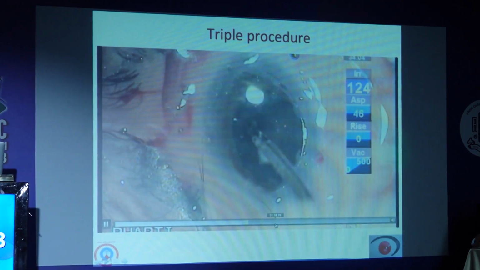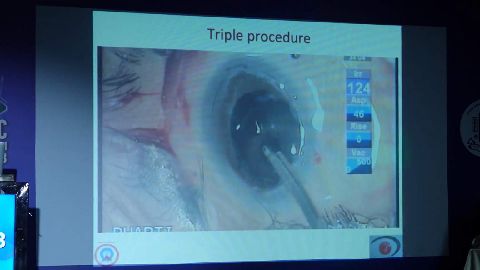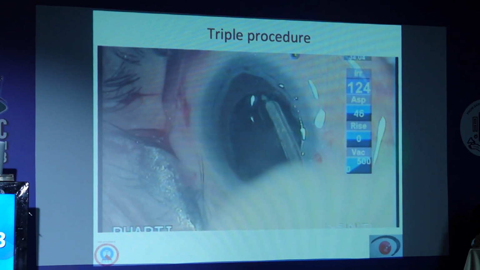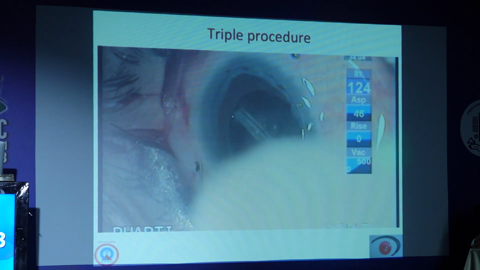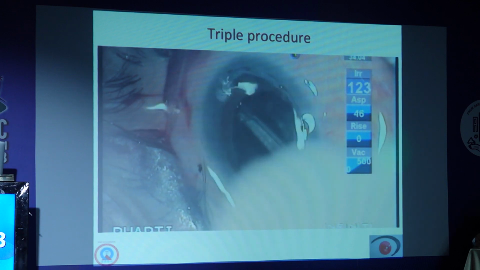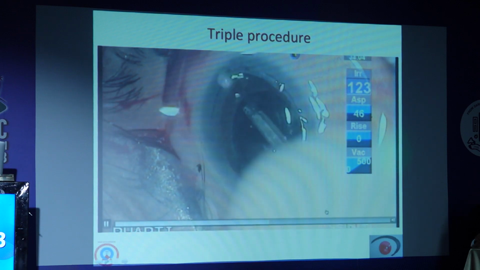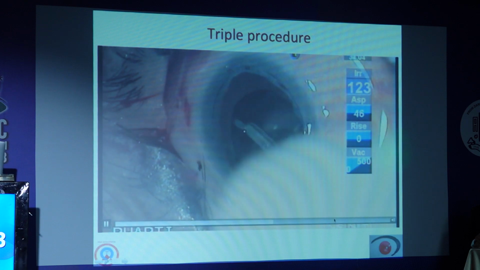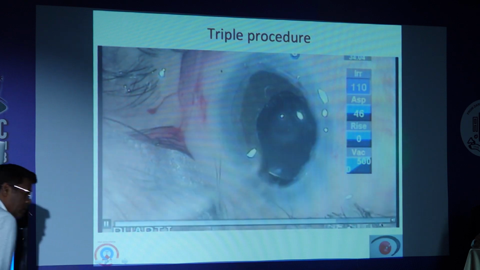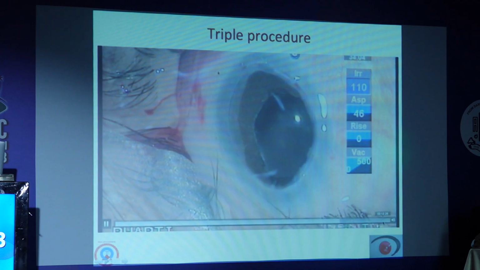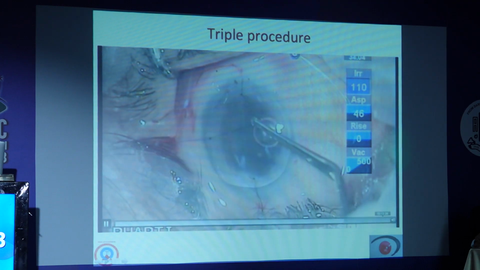And sometimes it is a very simple and easy procedure, you just have to tap it and it will come out. You can see the AC is quite deep, there is no upthrust, so these cases are very simple and very easy to perform. And then the lens is placed in the bag and the procedure is done.